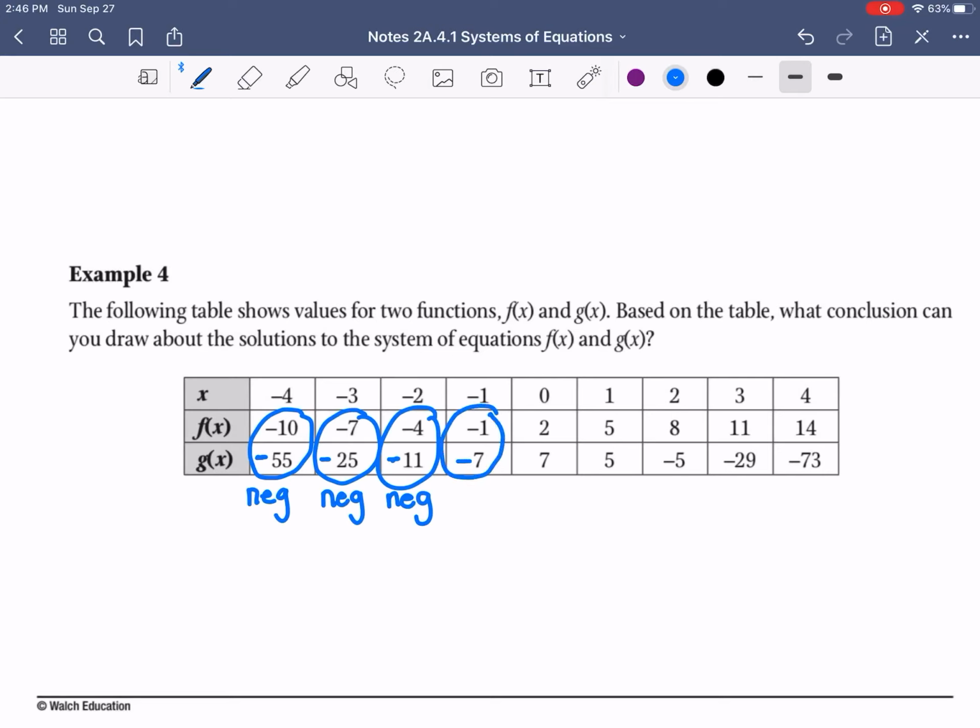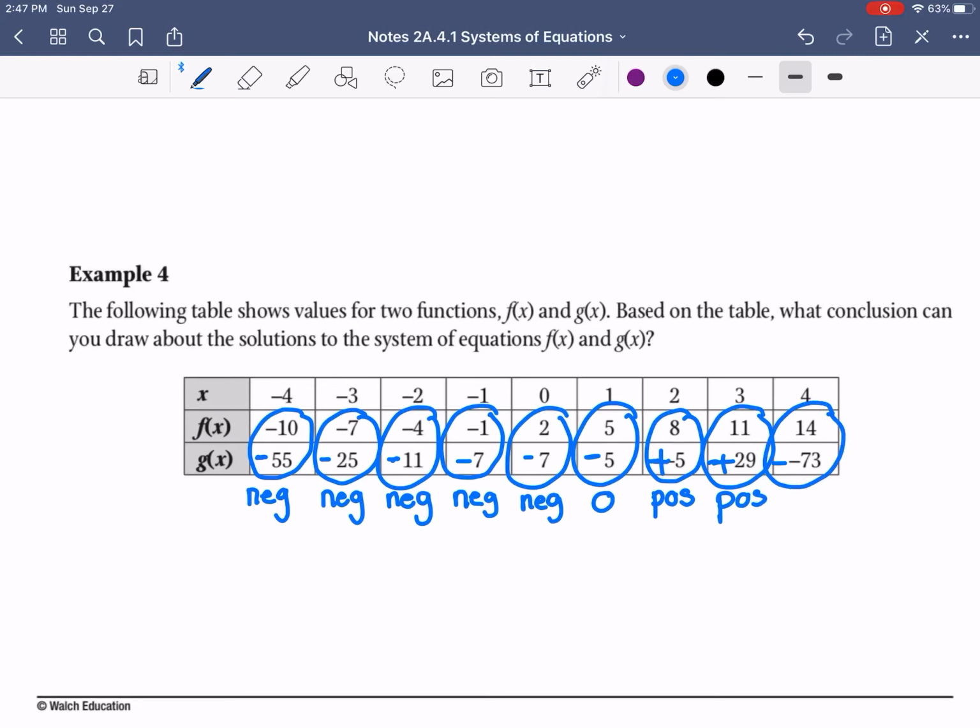Negative 1 minus 7, that's also negative. 2 minus 7 would be negative. 5 minus 5, that would be 0. 8 minus a negative 5, well, when you subtract a negative, that's going to turn to a plus. So 8 plus 5 is positive. 11 minus a negative 29, that would end up turning positive, so that would give me positive. And 14 minus a negative, that would turn positive, so that would give me a positive.